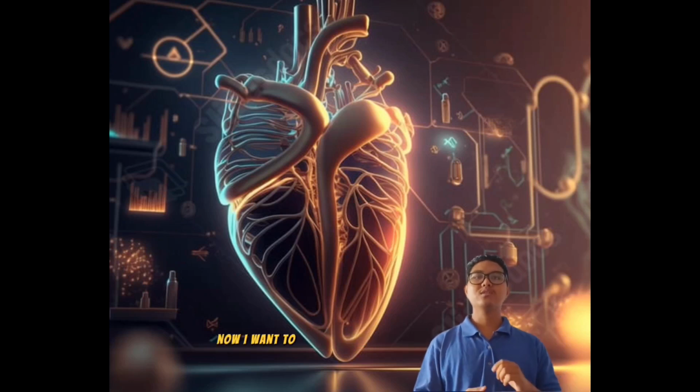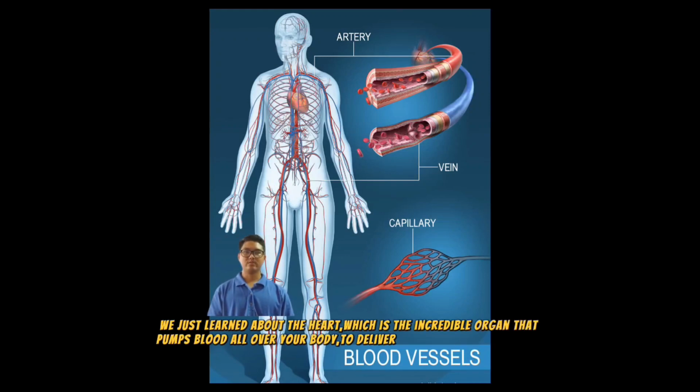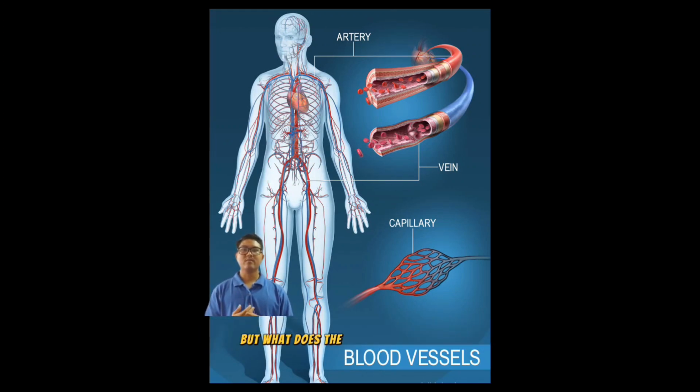Now I want to discuss our blood vessels. We just learned about the heart, which is the incredible organ that pumps blood all over your body to deliver oxygen to every last cell that needs it. But what does the blood move through in order to get around? Blood travels through the blood vessels, and there are a number of different types. So let's take a look at this now.